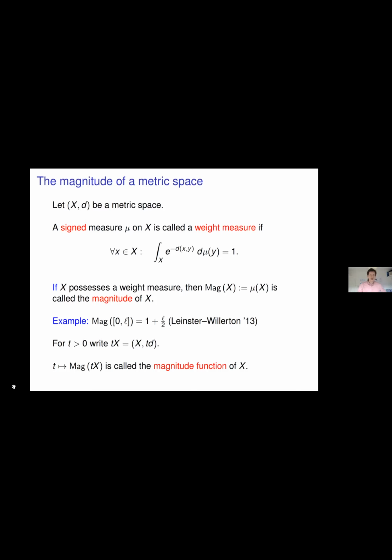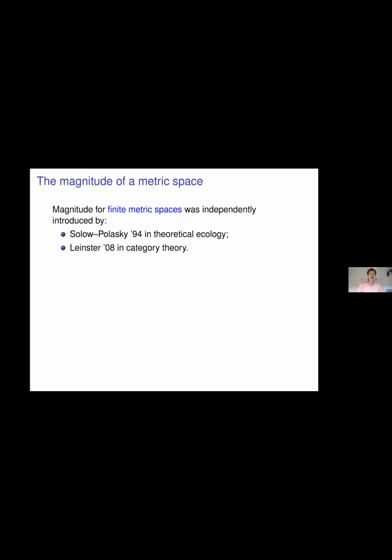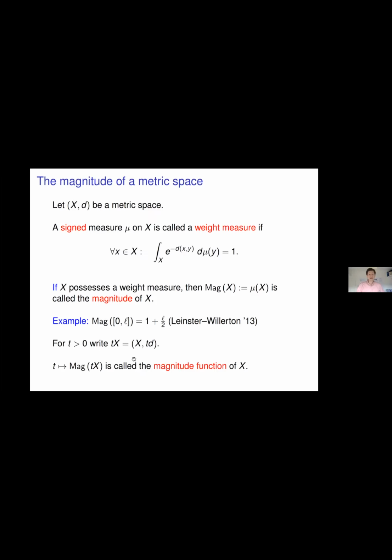Anyway, if I think about the magnitude as a function of the scaling, I'll refer to that as the magnitude function. I should point out that the definition here has a rather arbitrary choice of scale built in, the fact that I'm using one particular base for this exponent. Thinking about the entire magnitude function is a way of getting rid of that arbitrariness.